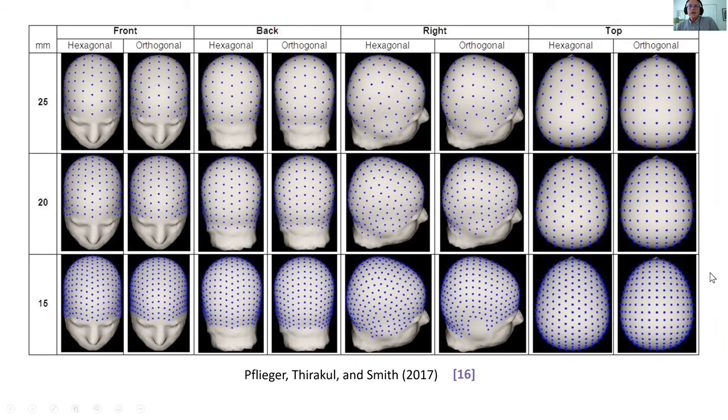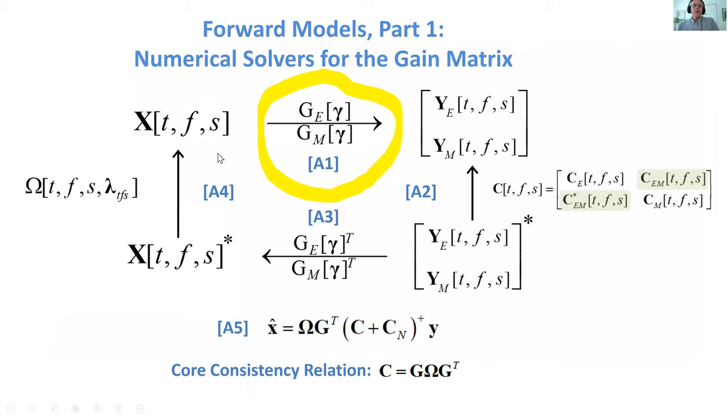Okay, so those are the two ends, source space, signal space or sensor space. And now let's take a dive into this gain matrix. So this is a matrix, but in order to solve for it, all solvers ultimately go back to Maxwell's equations, as shown on the next slide.